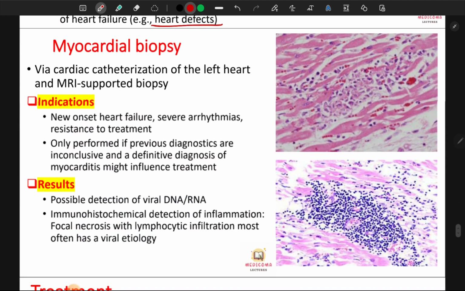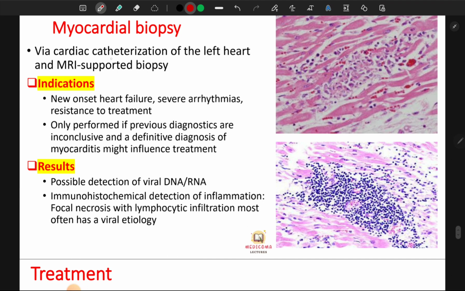The ultimate diagnosis we can make through biopsy, but it's very dangerous. Definitely, taking a biopsy directly from the heart is dangerous. So how can we do a biopsy? Via cardiac catheterization of the left heart and MRI-supported biopsy.